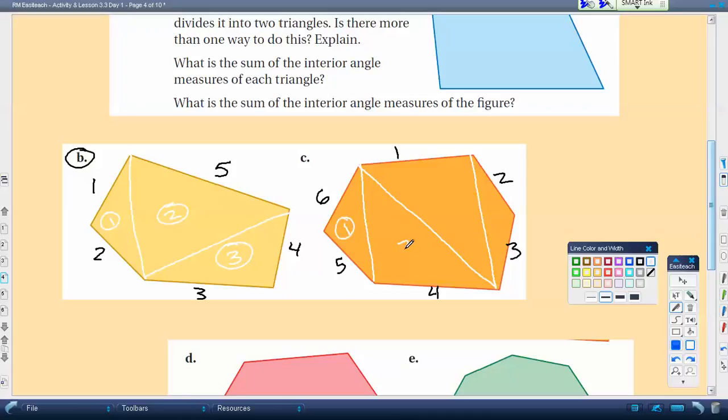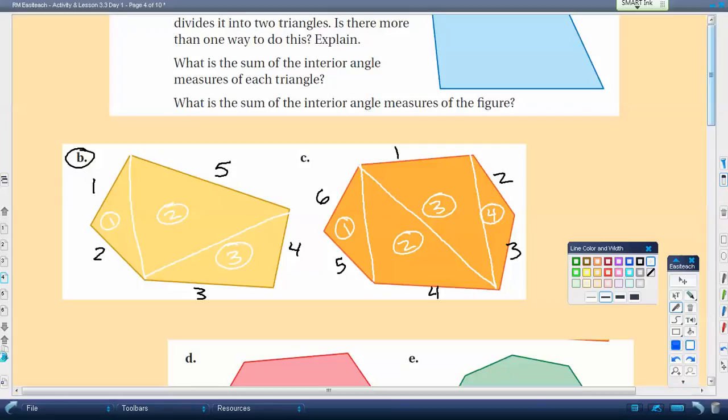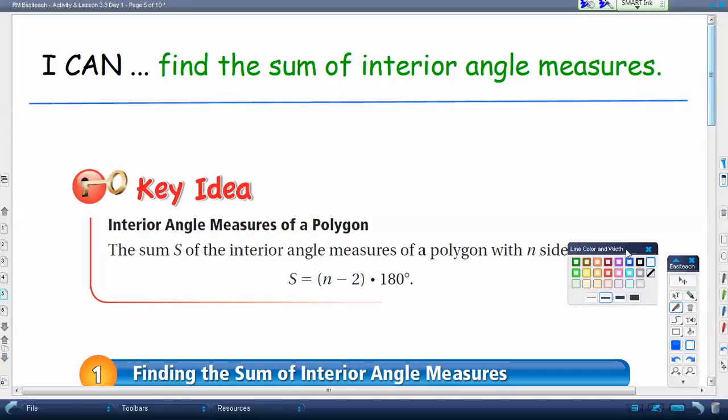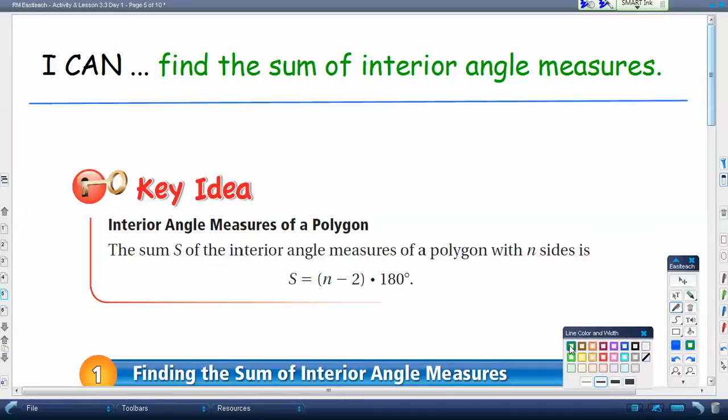But the main idea here, and what we discovered when we explored this activity in your practice journal, is that the number of triangles that you can divide your polygon into is always 2 fewer than the number of sides. In a 5-sided figure in question figure B, we had 3 triangles. In a 6-sided figure in question C, we had 4 triangles. So if we come back to the formula, that's where this formula comes from. So it's important that we take time to try to understand what exactly that means.